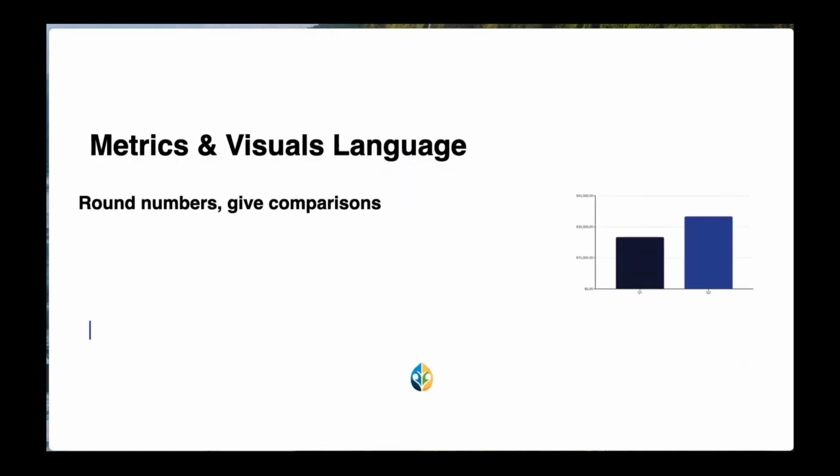Metrics and visuals. Use round numbers. You don't want to say 3.472. Forget that. You might have that on the board and you can let someone read that. But when you start to speak that way, you start to lose people. And also give comparisons. So you want to lead with the headline and then add in whatever is going to follow that.